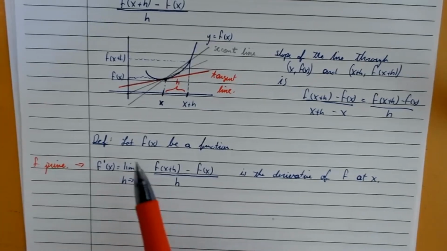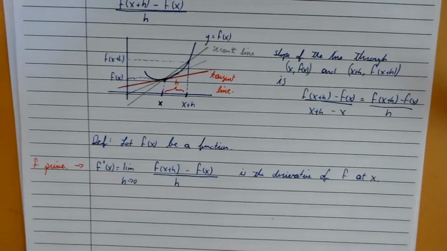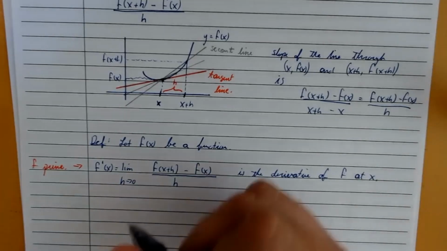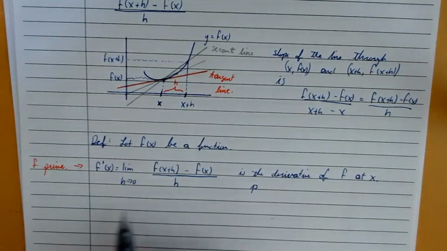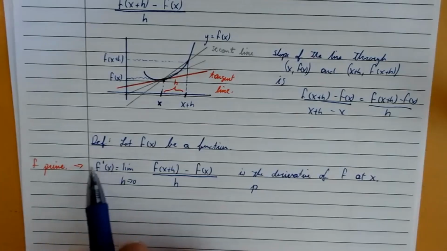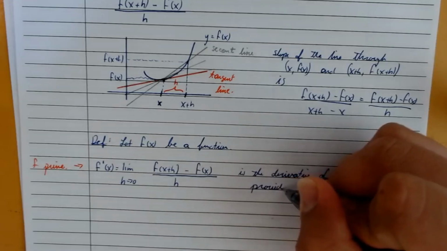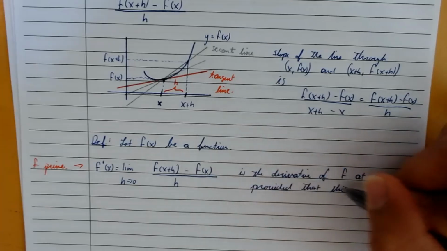Now, there is one little stipulation here. We have seen in the past that there are limits that we cannot find because it's possible the limit does not exist. It's possible that the limit from the left and the limit from the right are different from each other, for example. So here, the little stipulation we do have to add is provided that this limit exists. It is possible that the limit does not exist, in which case you would just say the derivative doesn't exist either.